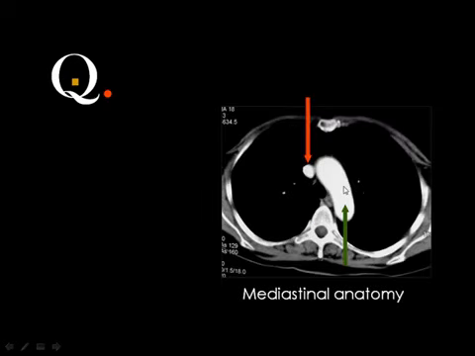Okay, do you remember this one? The banana. And you remember its real name? Yes, the arch of the aorta. And this one? And this one? Yes, this is the superior vena cava.